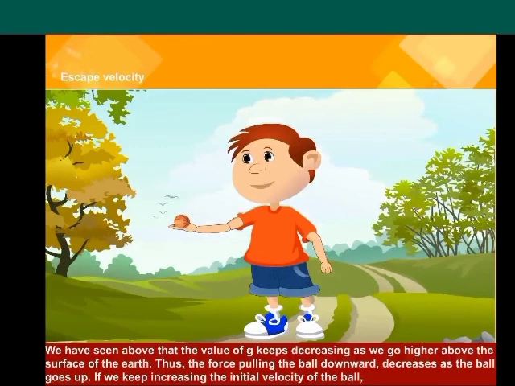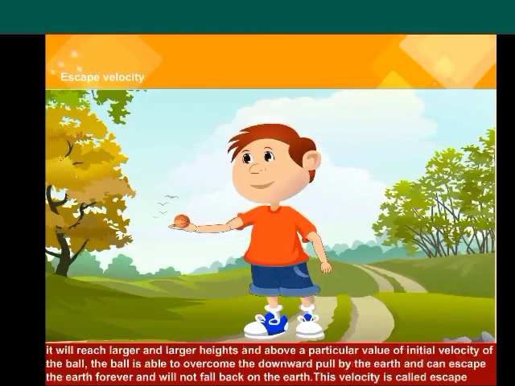If we keep increasing the initial velocity of the ball, it will reach larger and larger heights, and above a particular value of initial velocity, the ball is able to overcome the downward pull by the Earth and can escape the Earth forever and will not fall back on the Earth. This velocity is called escape velocity.